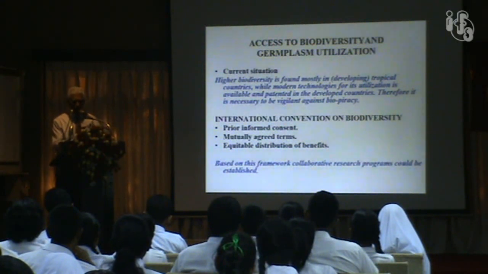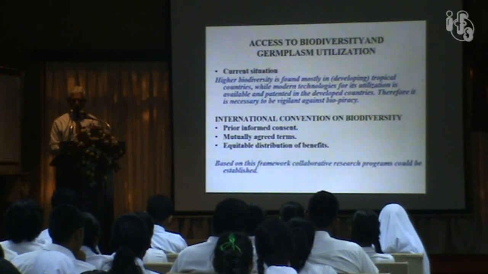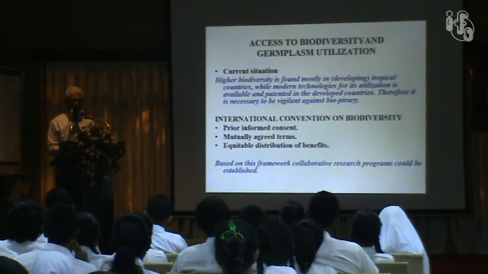If somebody is going to use the biowealth of a country, animal or plant or microbial, you have to explain to the local population, this is what we are going to do, this is what you are going to get out of this. And then get the consent. Prior informed consent: you have to inform and get the consent. That is condition one.